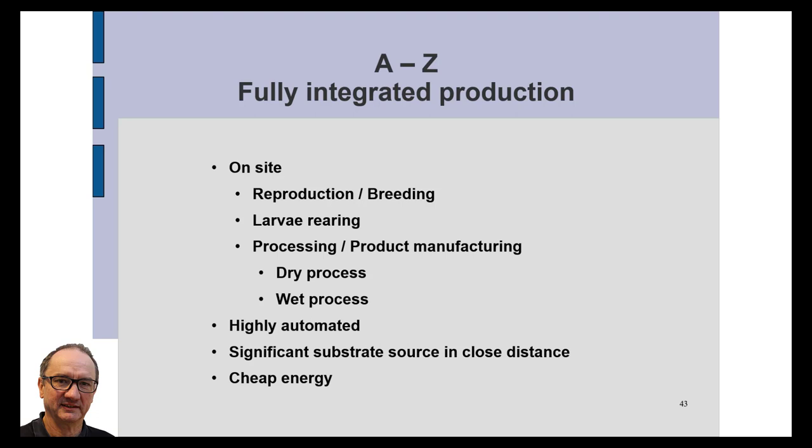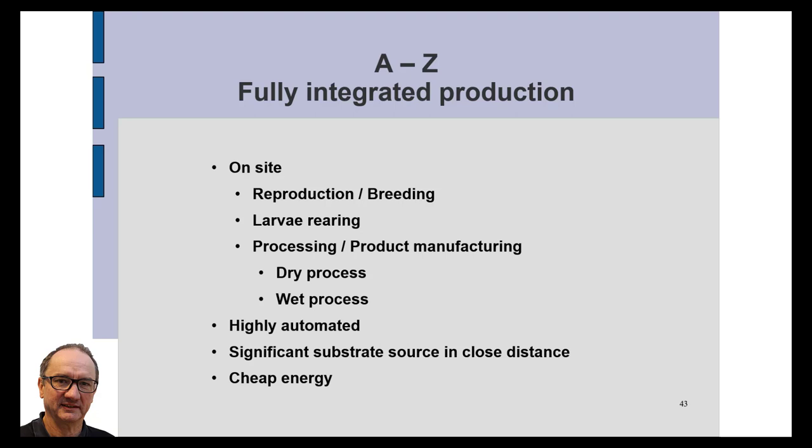There are pros and cons for each process. We are very happy with our dry process, and the core equipment we use there is a screw press from Reinartz. This A to Z production is highly automated. It has significant substrate intake, so there should be a substrate source at close distance, and also cheap energy should be available. Next slide.